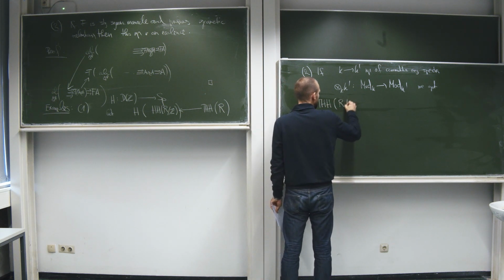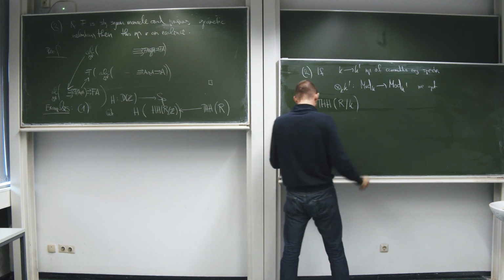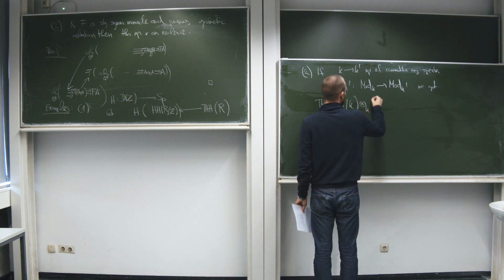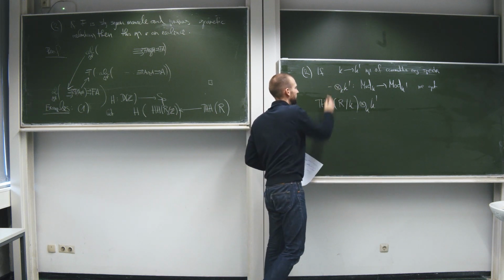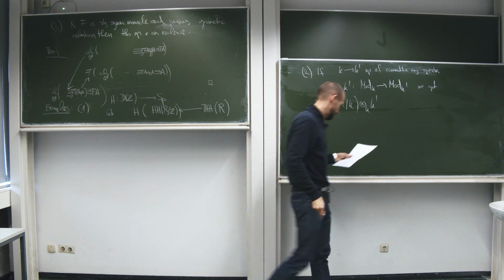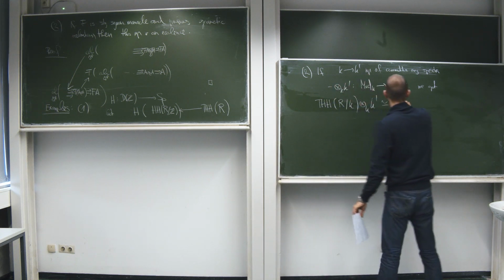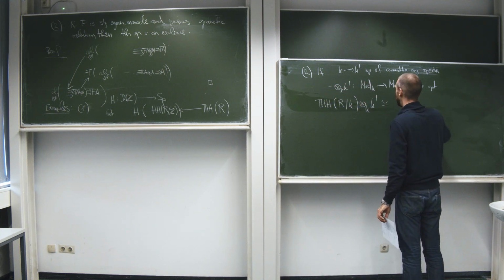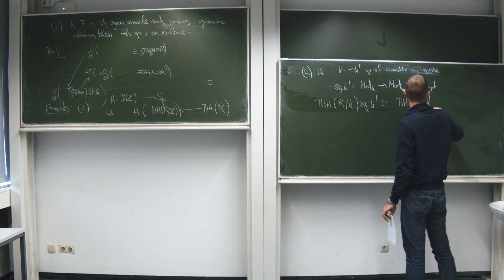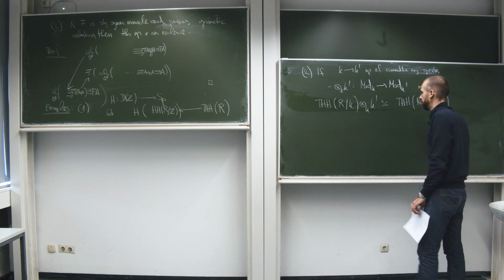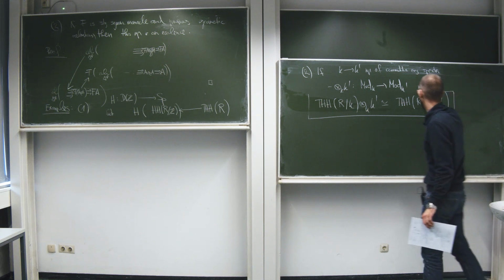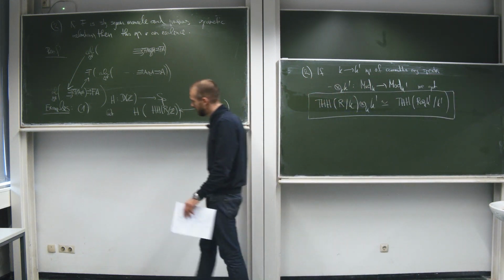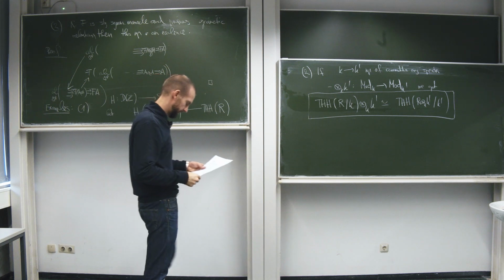of any K-algebra R relative K, if we tensor that with K to K', so that's applying the functor to THH, that is equivalent to THH of, and now I base change, R tensor K' relative K'. And that's a very, very important first base change formula. Just an application of our general result.